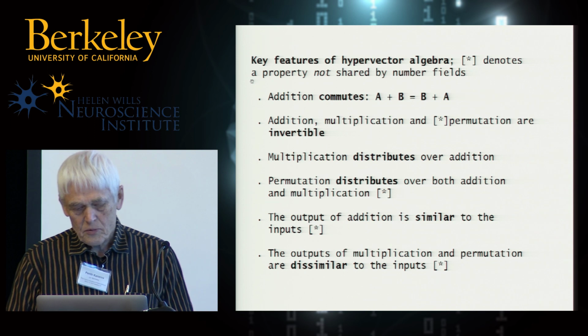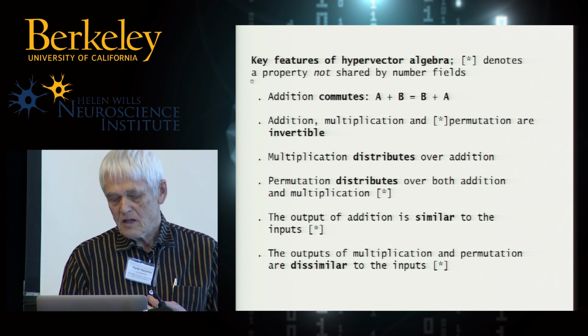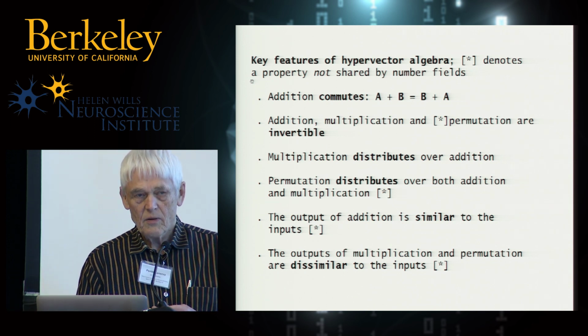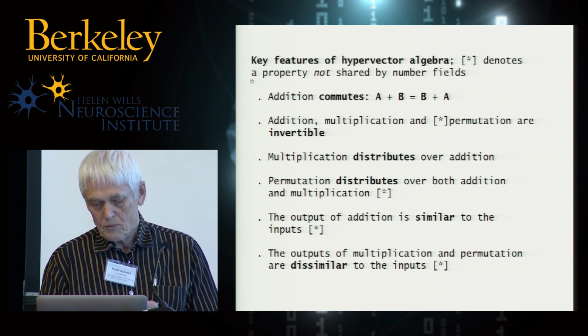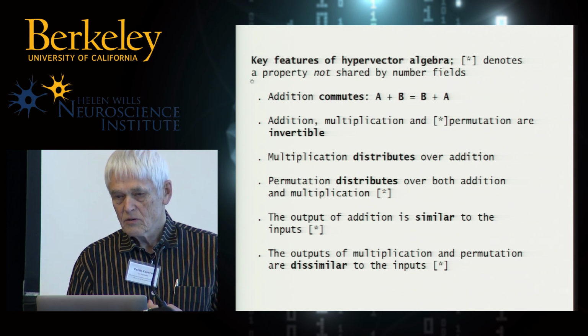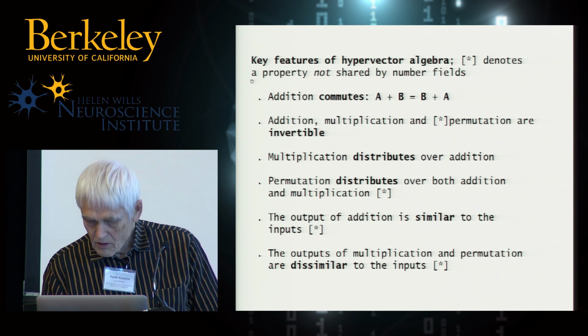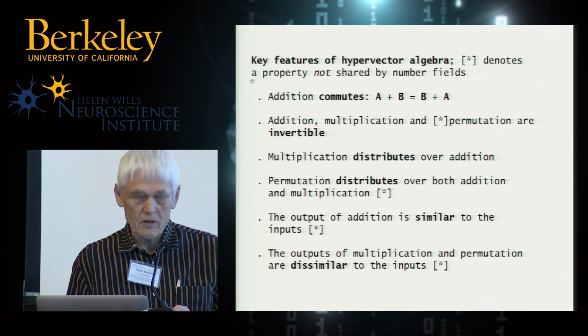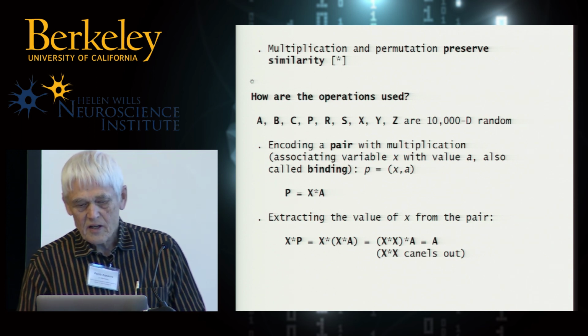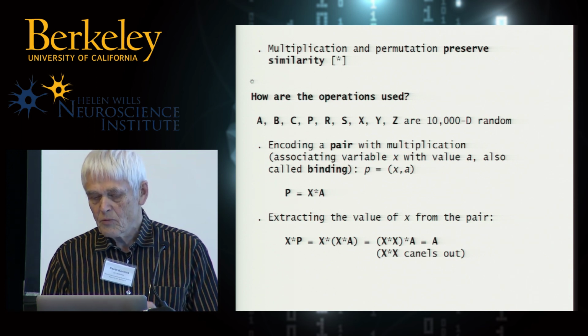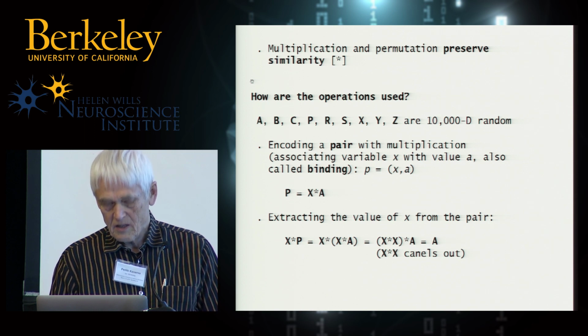Then also the output of addition is similar to the inputs, whereas the outputs of multiplication and permutation are dissimilar to the inputs. And that, again, will play an important role in what we can do with these vectors. And there's another one: multiplication and permutation preserve similarity.